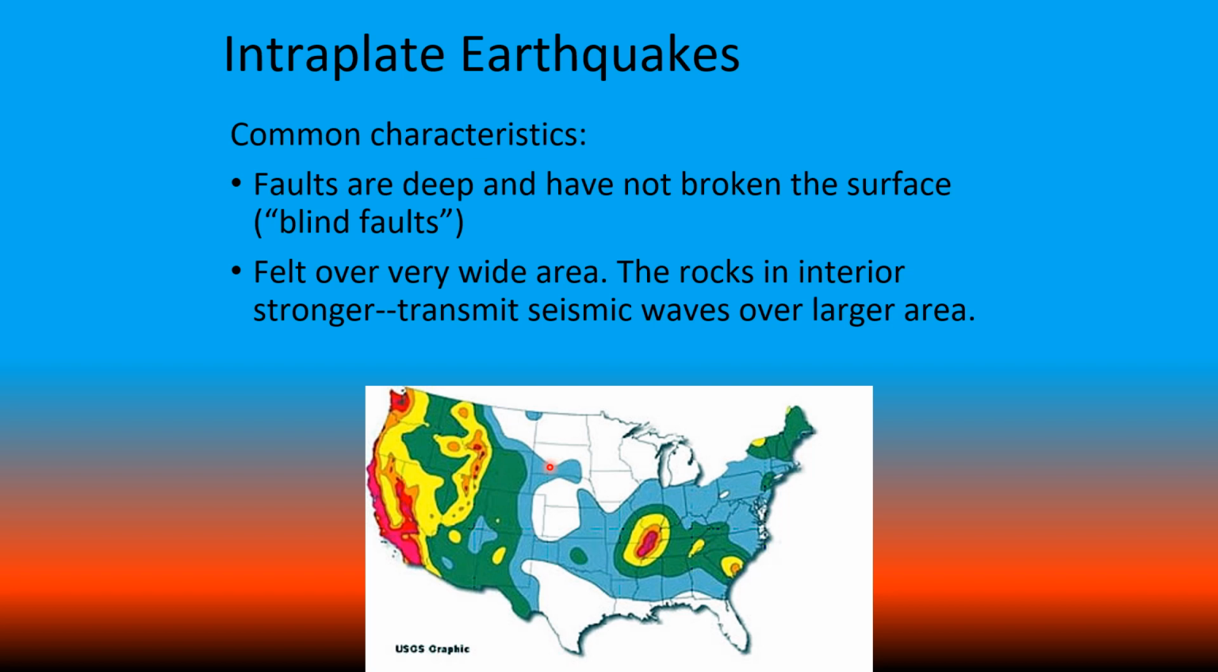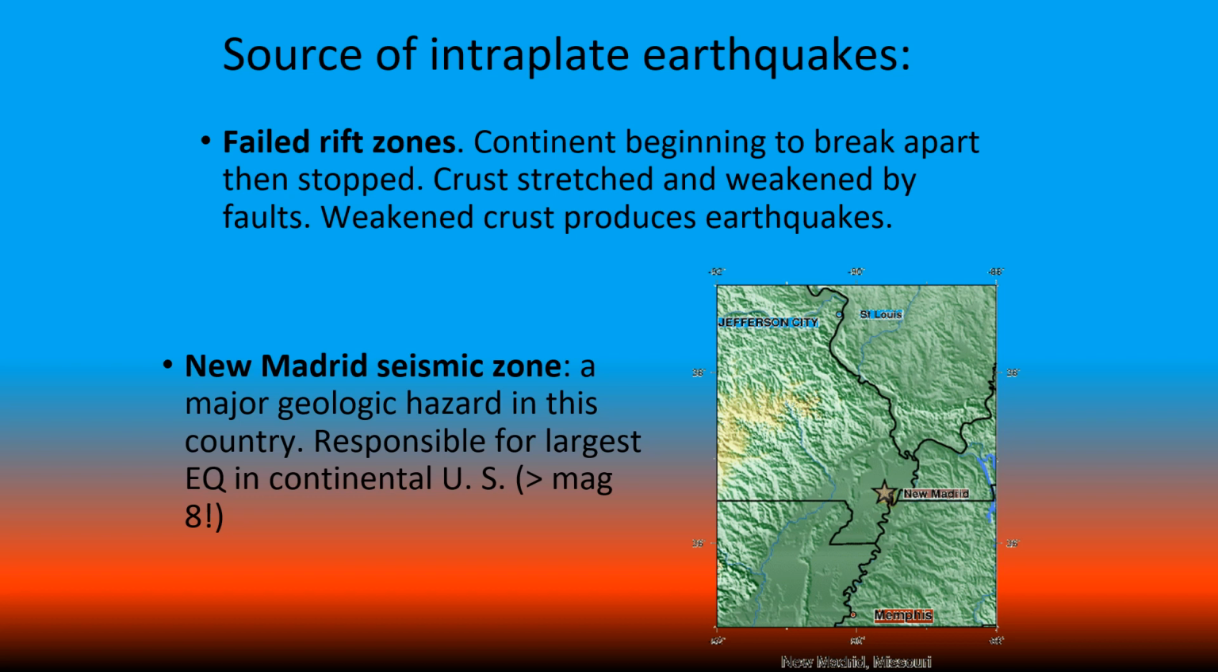And sometimes these buried faults in the middle of the plate are oftentimes failed rift zones. We have one up in the UP that does experience some earthquake activity from time to time, the Mid-Continent Rift. And what these are, failed rifts. So a rifting or a divergent boundary is produced in the middle of a continent. You can think of the breakup of Pangaea. There were these everywhere, right?